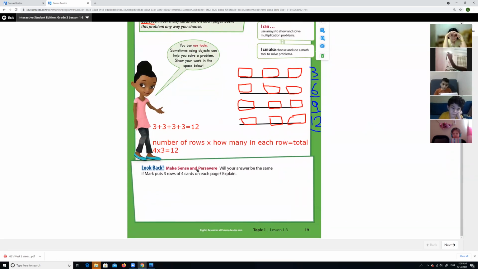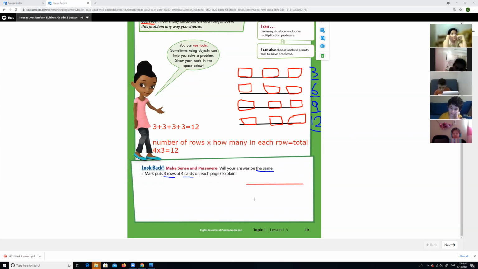Okay, now he is asking me, will your answer be the same if Mark put 3 rows of 4 cards? He is asking now, I have a new problem. Is your answer the same if he put 3 rows of 4? So I have to draw to see. I will draw 3 rows. All of you draw with me.